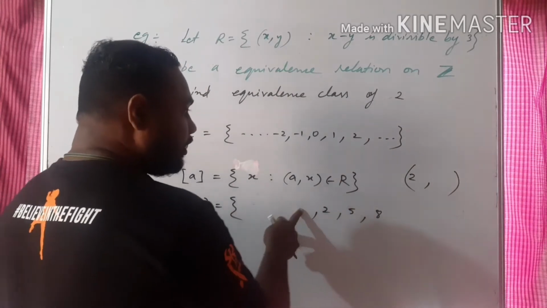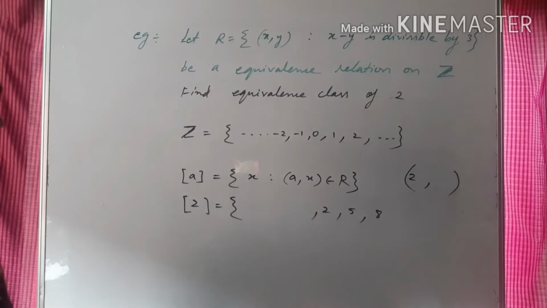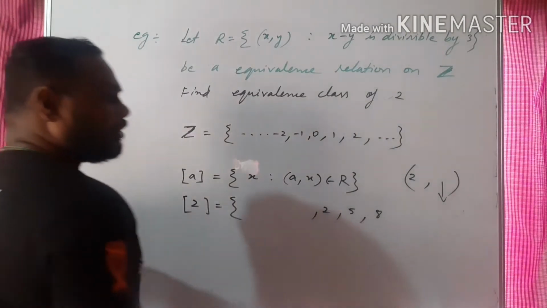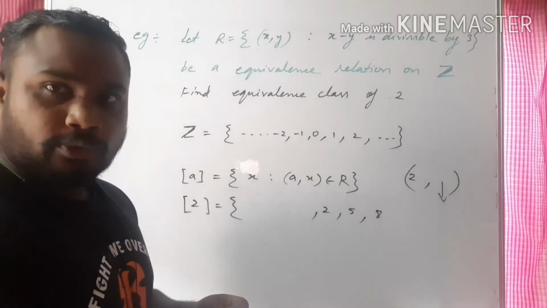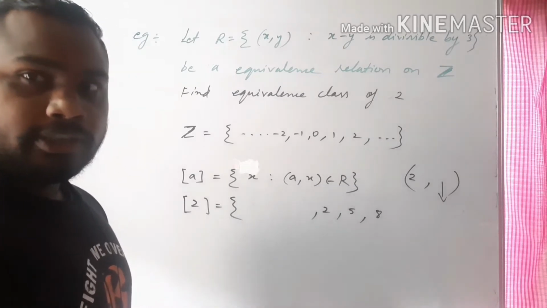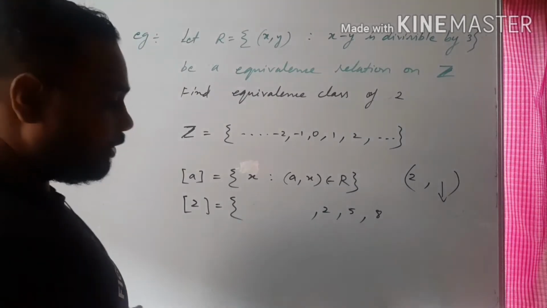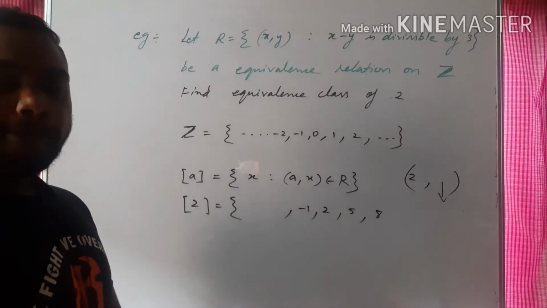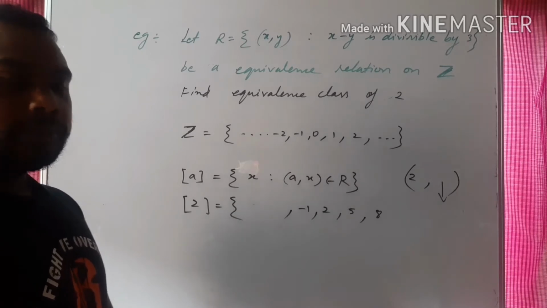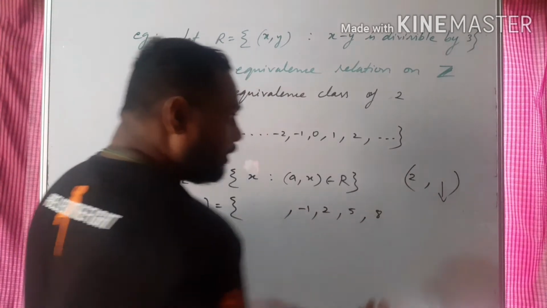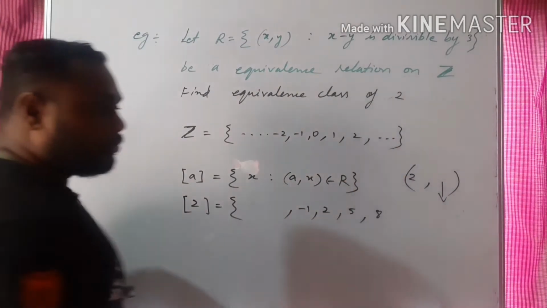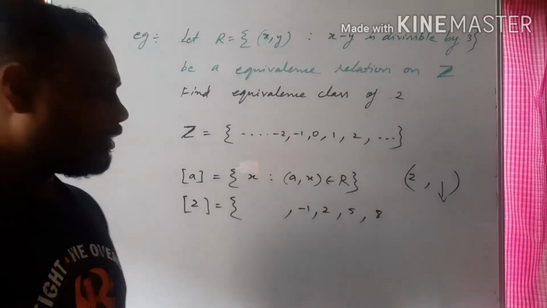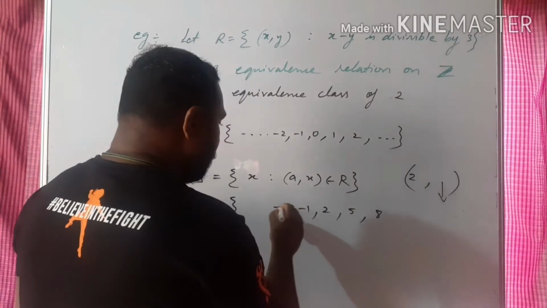Similarly you can take 2 minus, in place of x I can take minus 1. So 2 minus minus 1 will be 3, isn't it? So 3 is divisible by 3. So I can take minus 1 here. Again 2 minus minus 1 is 3, isn't it? Divisible by 3. So I have written here minus 1. Similarly we can get here minus 4 also.